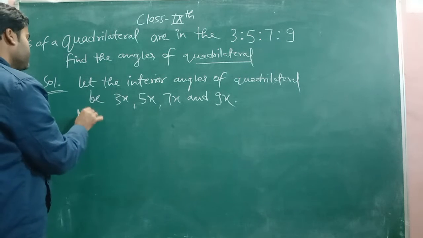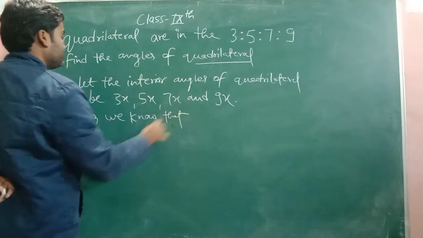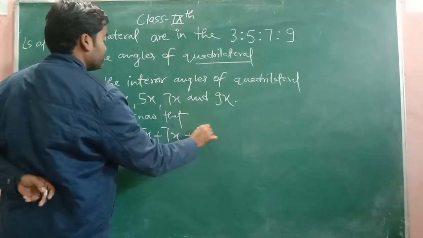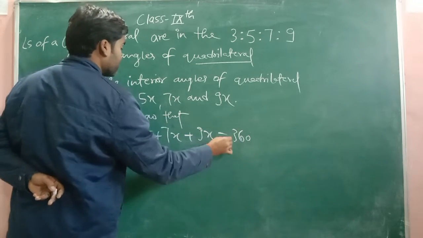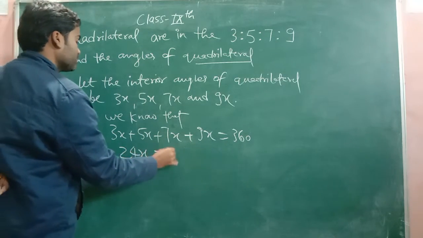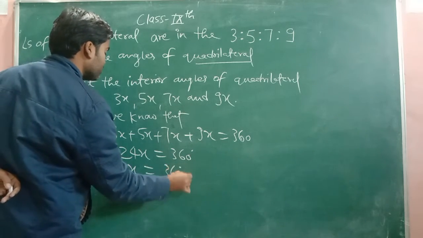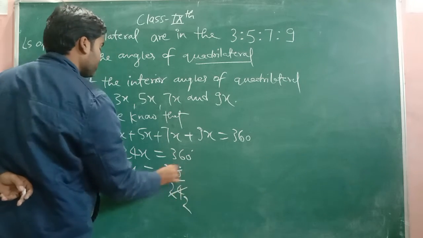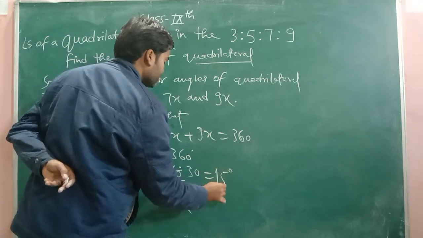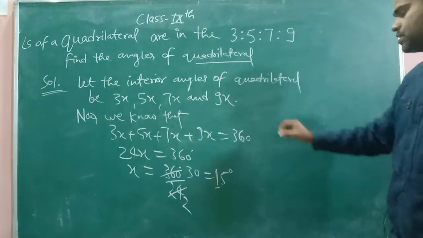Now we know that 3x plus 5x plus 7x plus 9x is equal to 360 degrees, by the angle sum property. 9 and 7 is 16, 5 more is 21, so 24x is equal to 360 degrees. X will be 360 upon 24, which is 15 degrees. So by this x you can write all the angles of this quadrilateral.